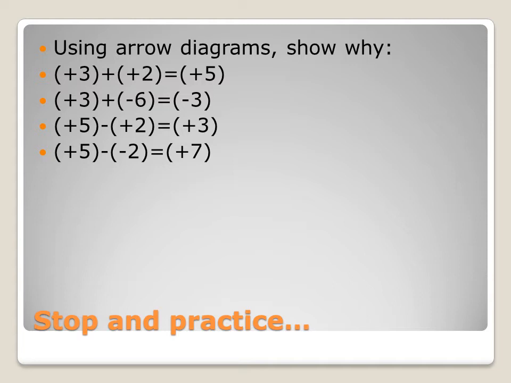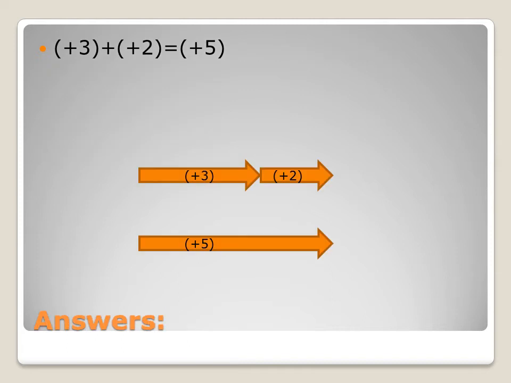Okay, so let's stop. Even if you're not finished, we can go over these. So let's do them one at a time. The first one, positive 3 plus positive 2, was the easiest. It should look like this.